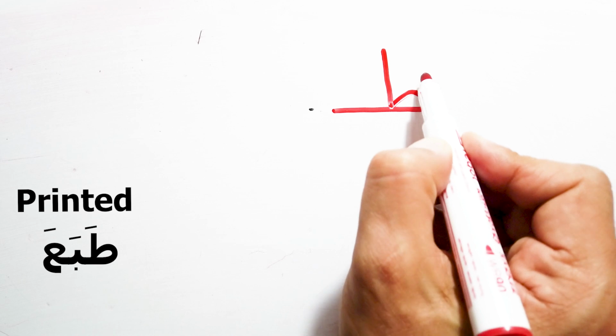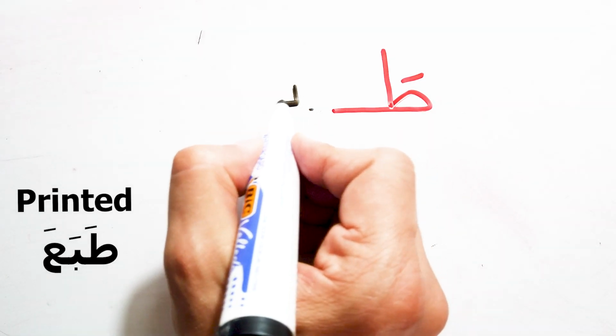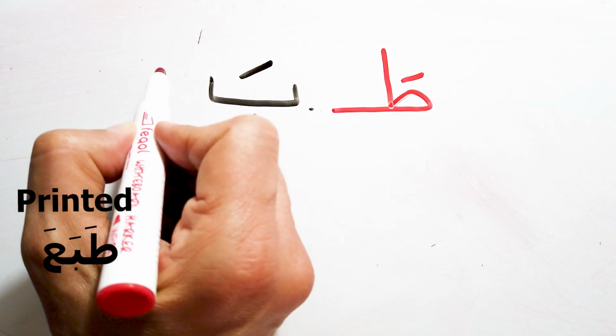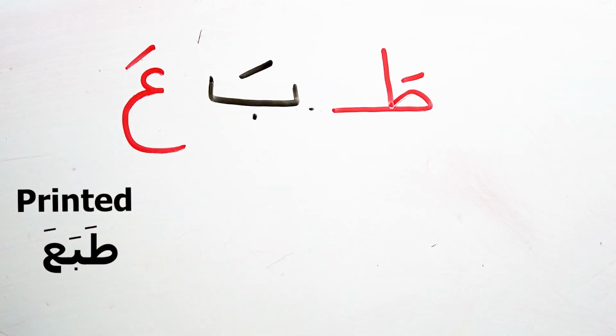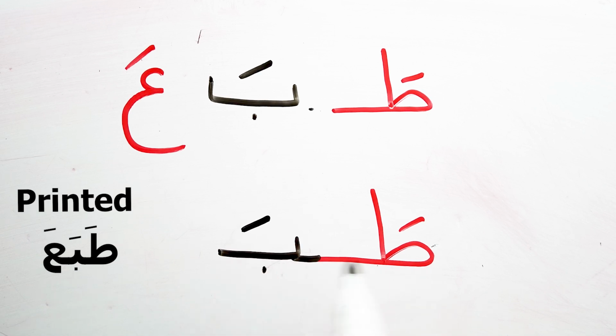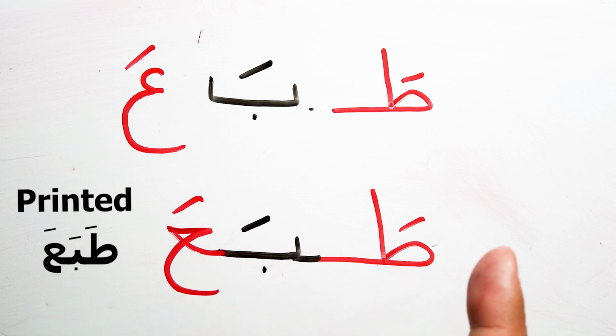طا is a strong T. The sound of طا does not exist in English. طا. ب like letter B in English. ع. Let's connect them. طا in the beginning of the word. ب. طابة. And finally we have ع. طابة, طبع.